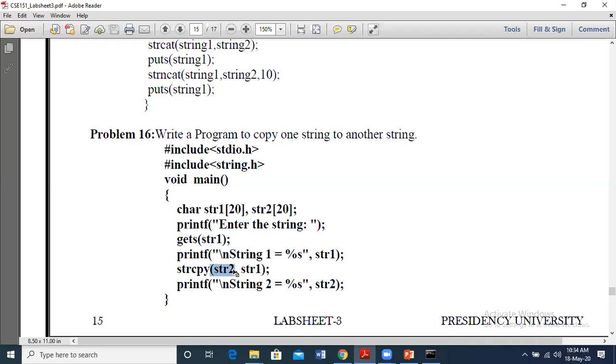Destination is str2. So the strcpy syntax is, within brackets, first we write the destination string, comma, source string. This single line means whatever we enter, say, come to programming, will be stored to str2, and then we will print string 2. So execute this as well.